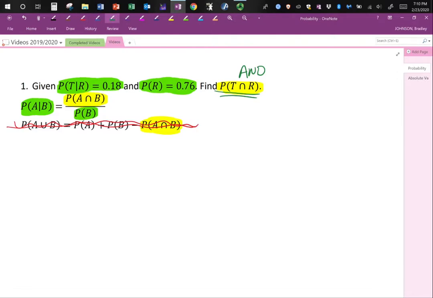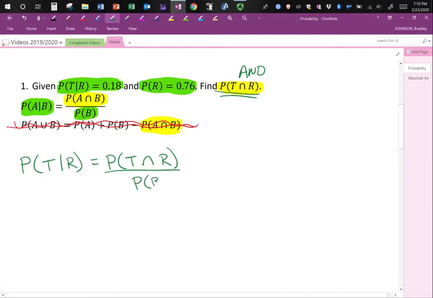And now, let's rewrite the probability to match the letters that we're given. So we have T given R, and if you follow the pattern, it would be probability of T and R divided by the probability of, instead of B, we are replacing the B with an R. Now what we want to find is this probability.